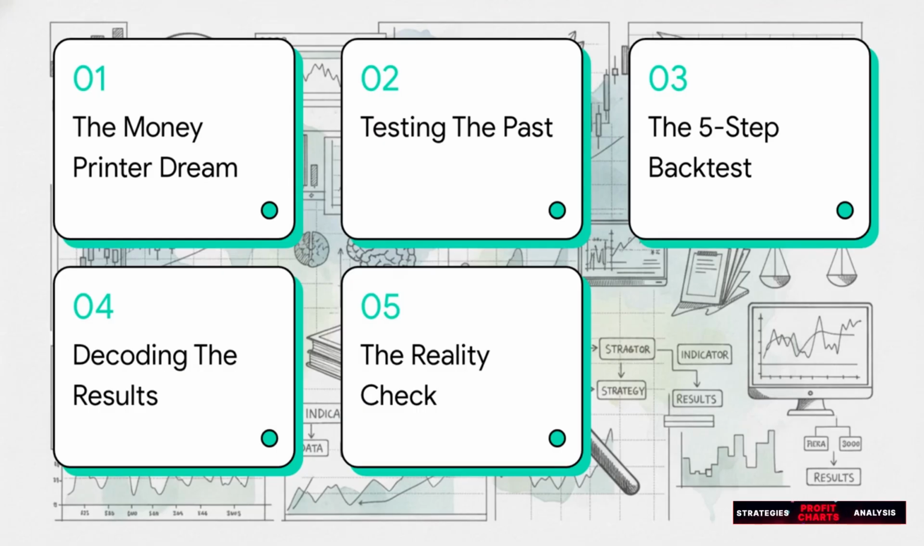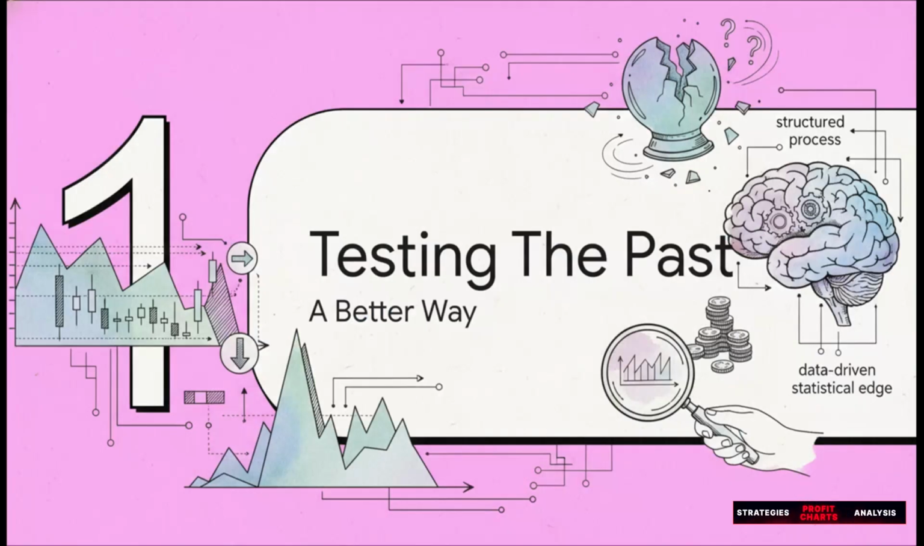So, the big question is, how do we get out of that chaotic lab and into a more disciplined workshop? Well, that's our roadmap for today. We're going to start with that money printer dream, then show you a better way by testing the past. We'll walk through a modern 5-step backtest. I'll show you how to actually decode the results, and then we'll wrap it all up with a super important reality check.